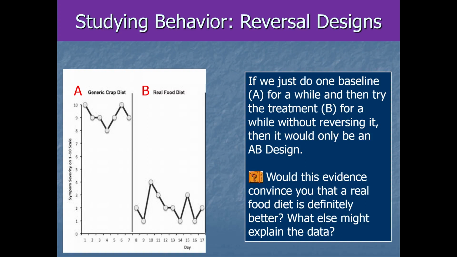Now, it's going to be tempting to say yes, especially since this conclusion fits so comfortably with our preconceived notions, right? Our confirmation bias comes into play here for sure. We want to believe that the real food diet works, or maybe we have other reasons we already hold that belief. So this data feels more convincing than it actually is. It's not really that good of evidence. So let's be scientists. Let's think critically here. What else might explain this data? You could pause the video and try to come up with some alternative explanations for the sudden improvement in symptoms on day 8.